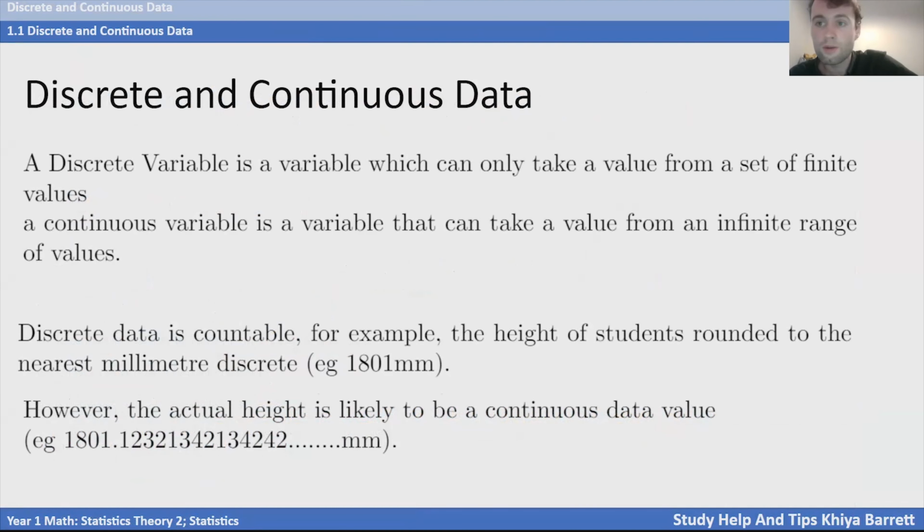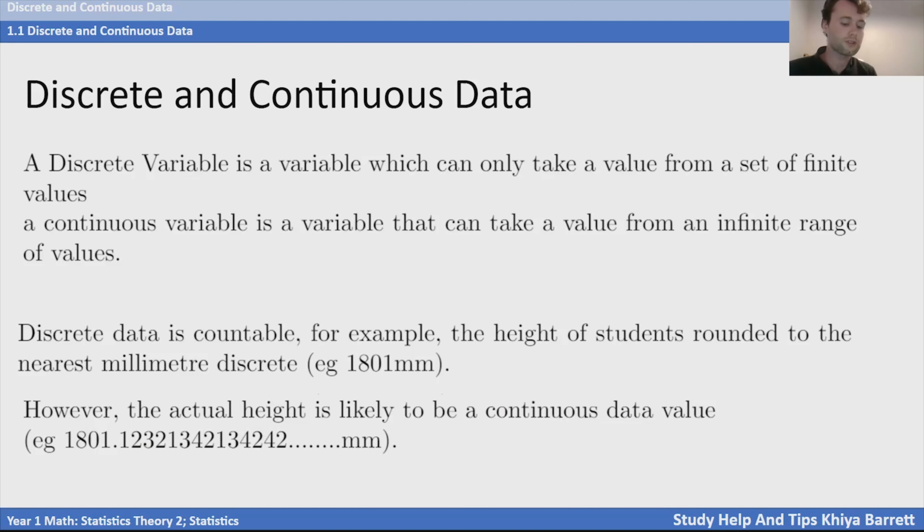So a discrete variable is a variable which can only take a value from a set of finite values. A continuous variable is a variable that can take a value from an infinite range of values. Discrete data is countable. For example, the height of students rounded to the nearest millimeter is discrete. However, the actual height is likely to be a continuous data value, e.g. 180.1 millimeters.